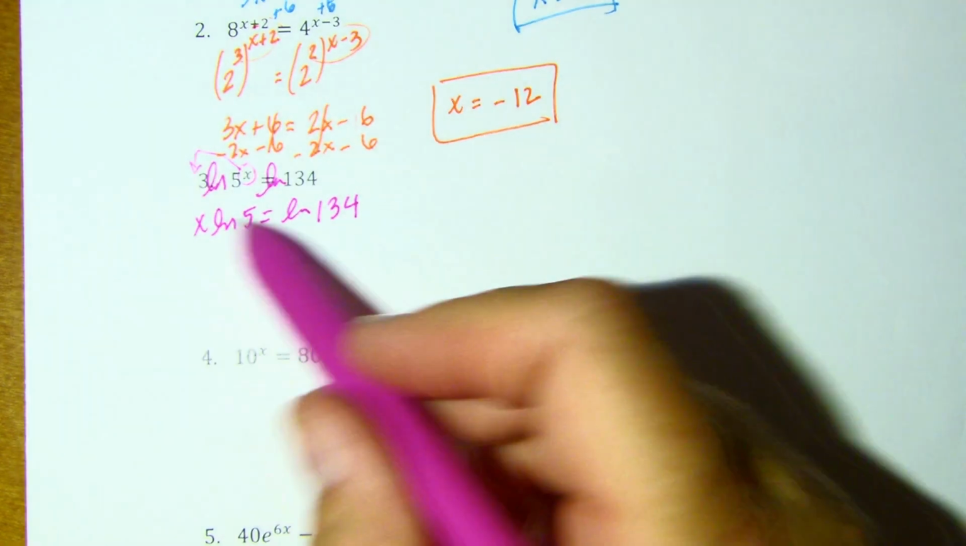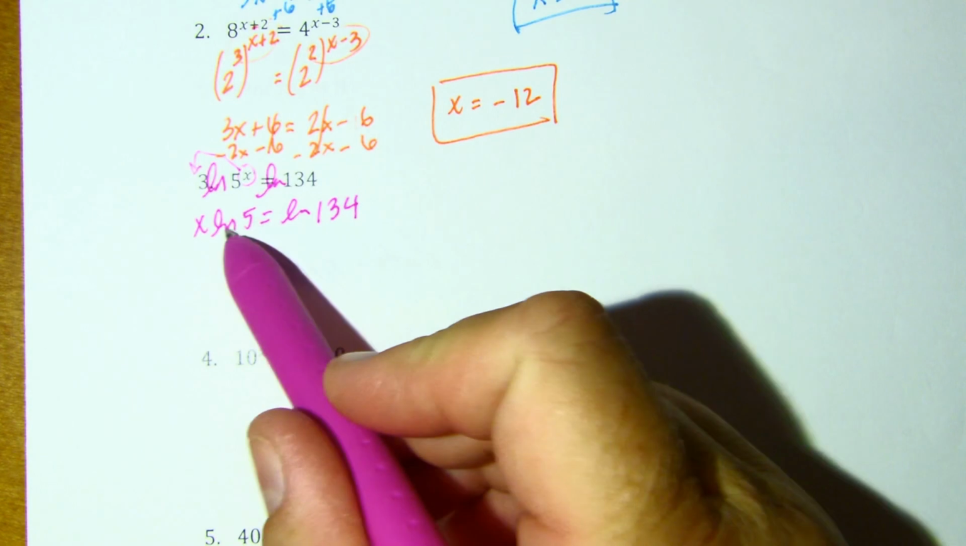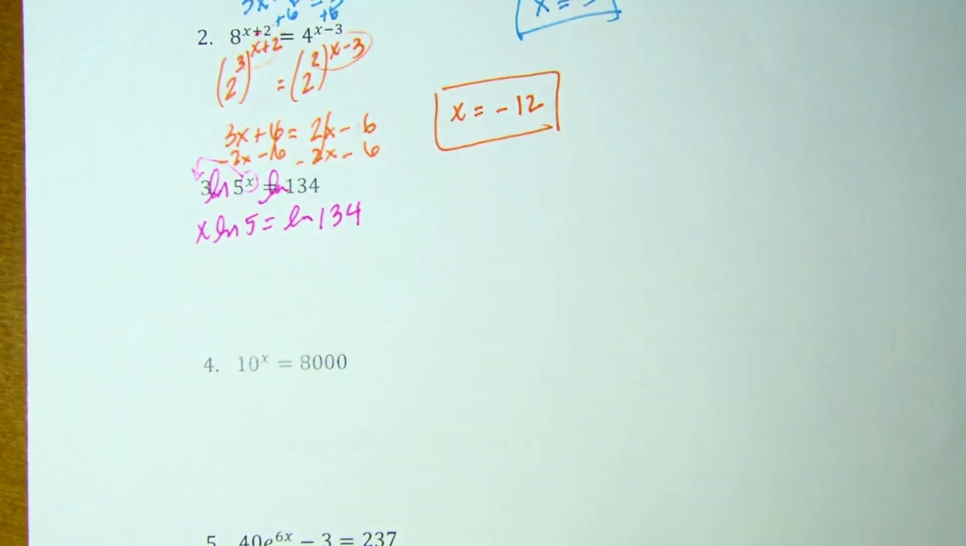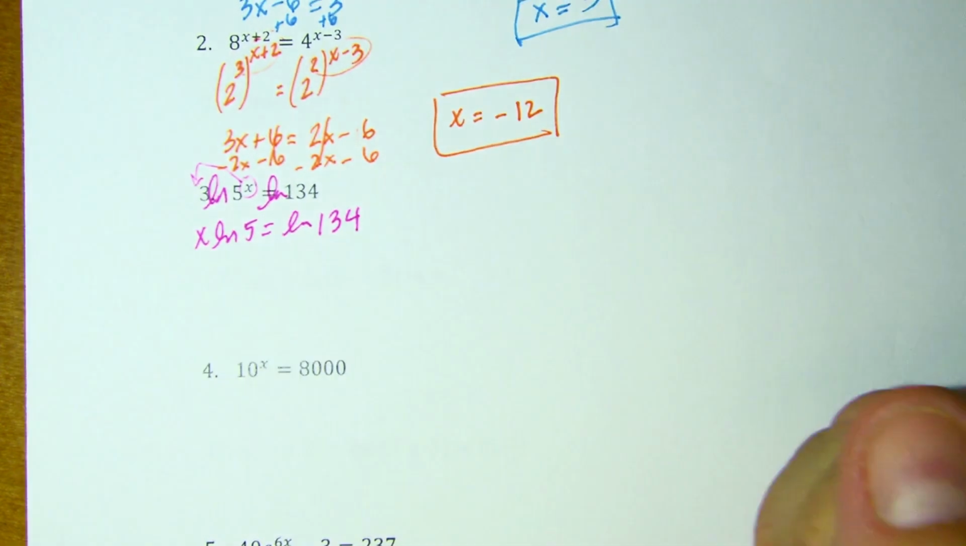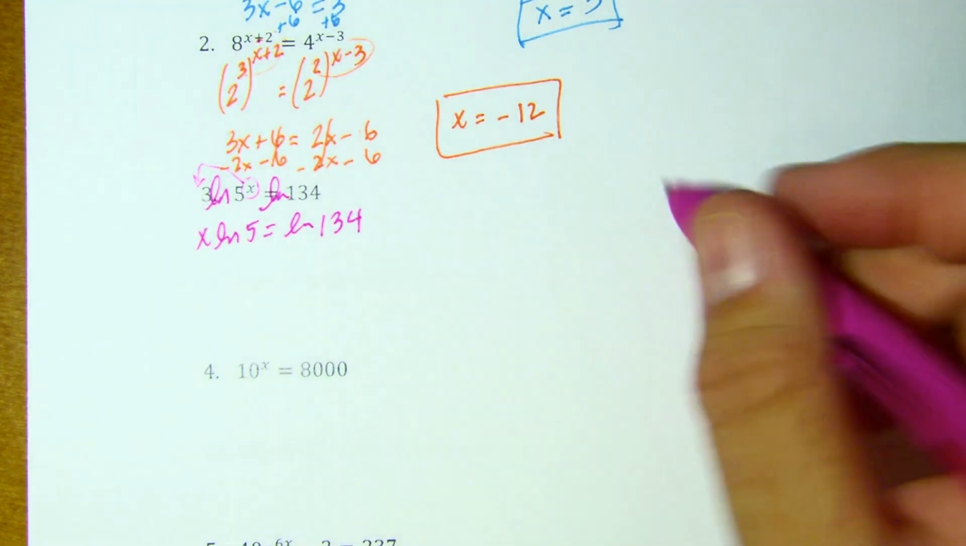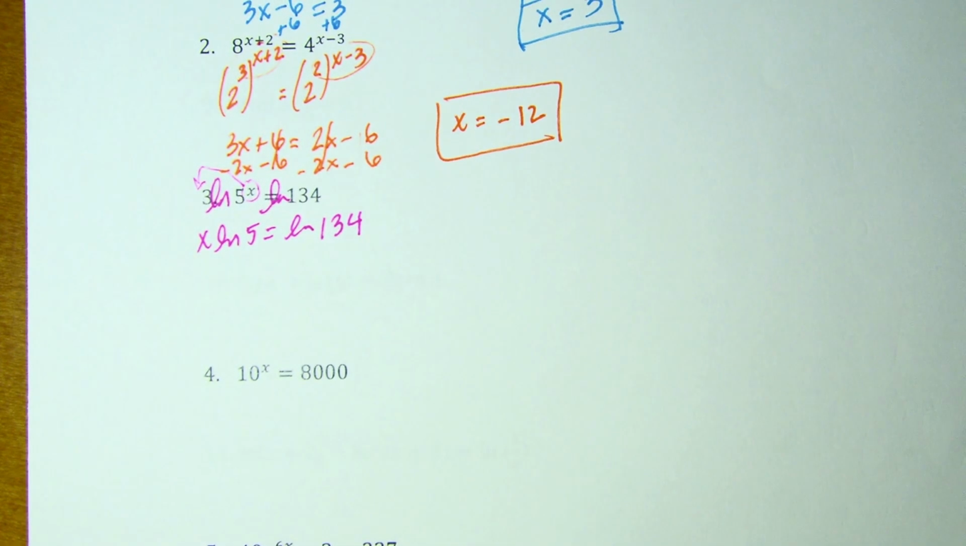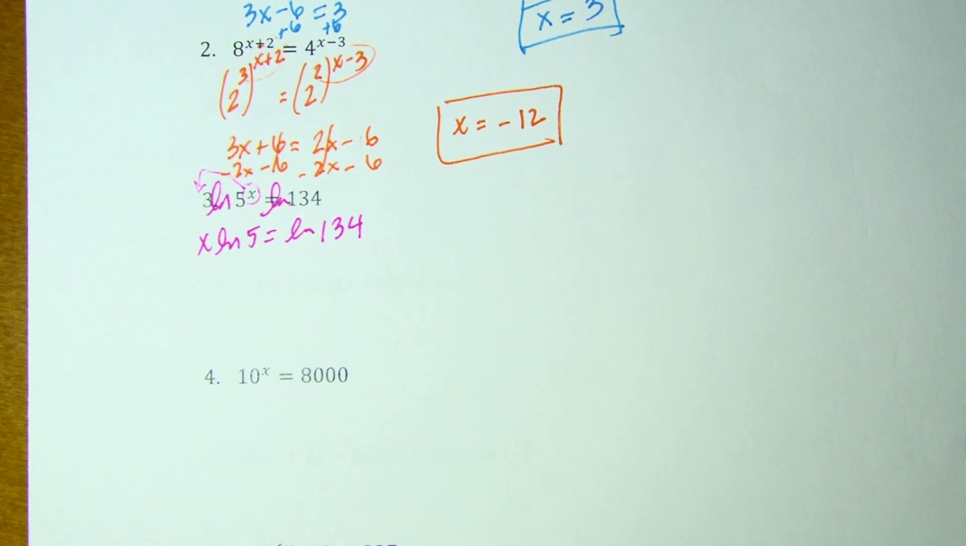Now, if I had this equation, log or natural log of 5, that just represents a number. If you type that in your calculator, you're going to get a decimal. If you type in natural log of 134, you're going to get a decimal. So what we really have is something like, let me do this in pencil so I can erase it.